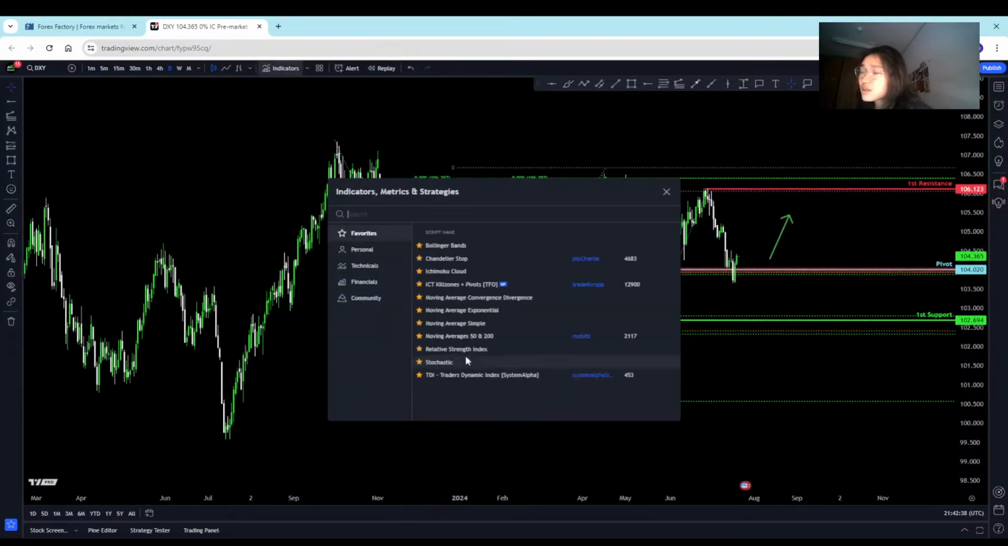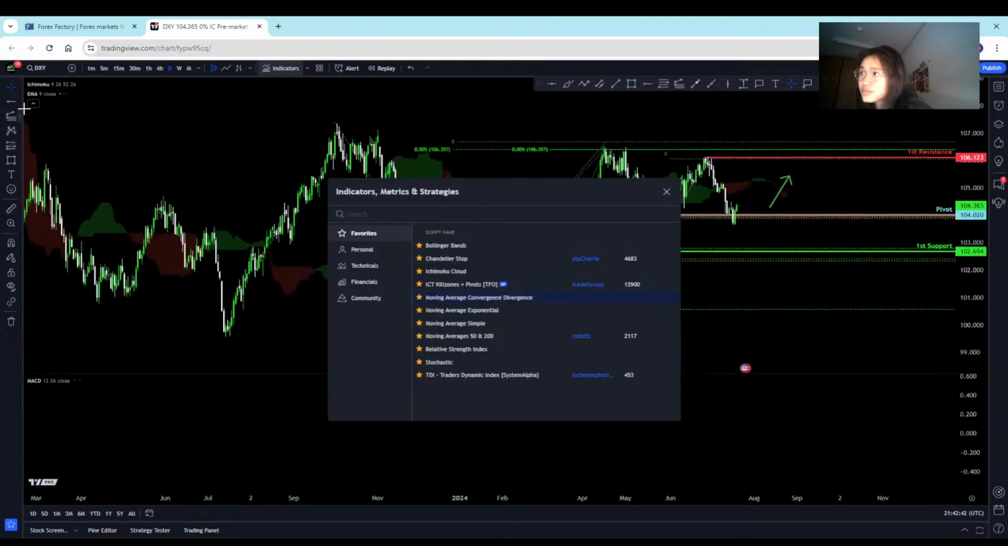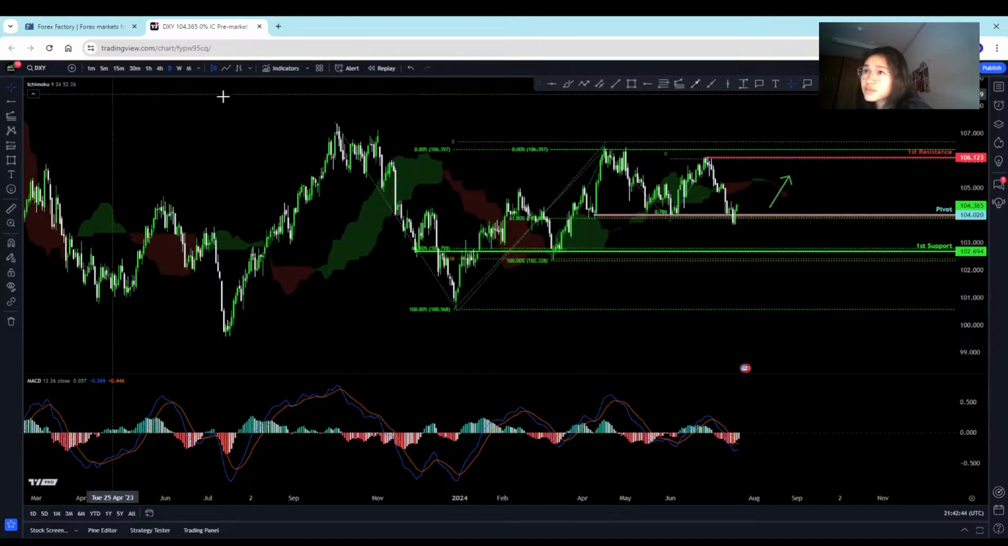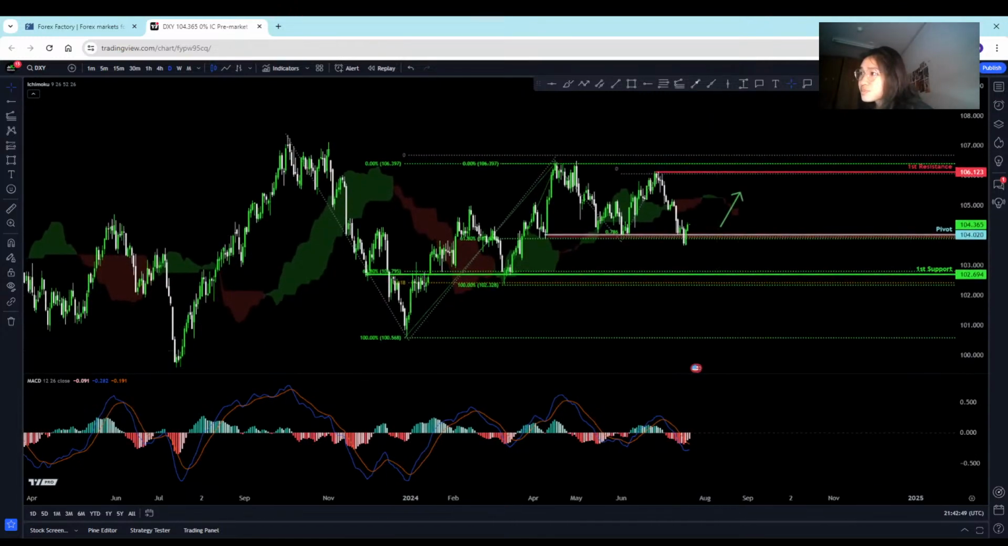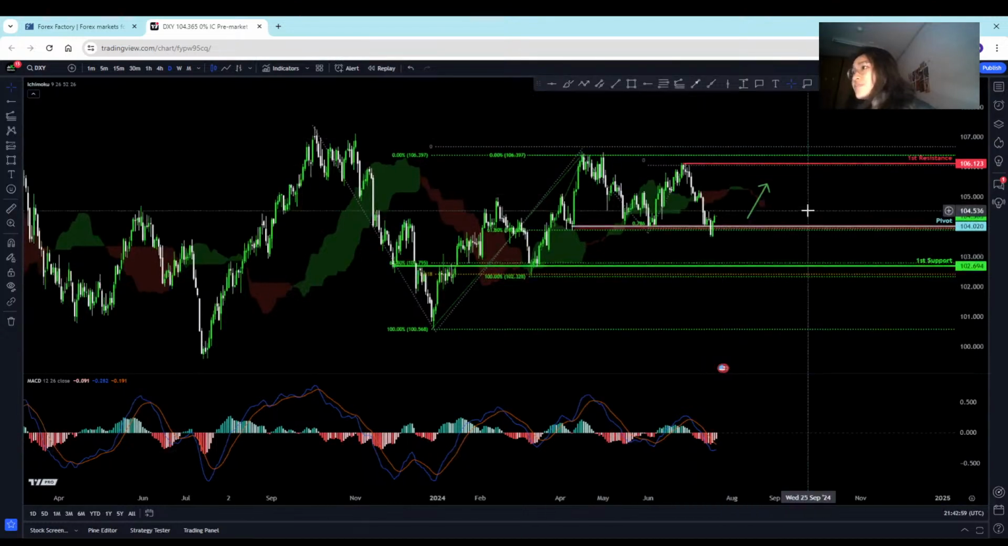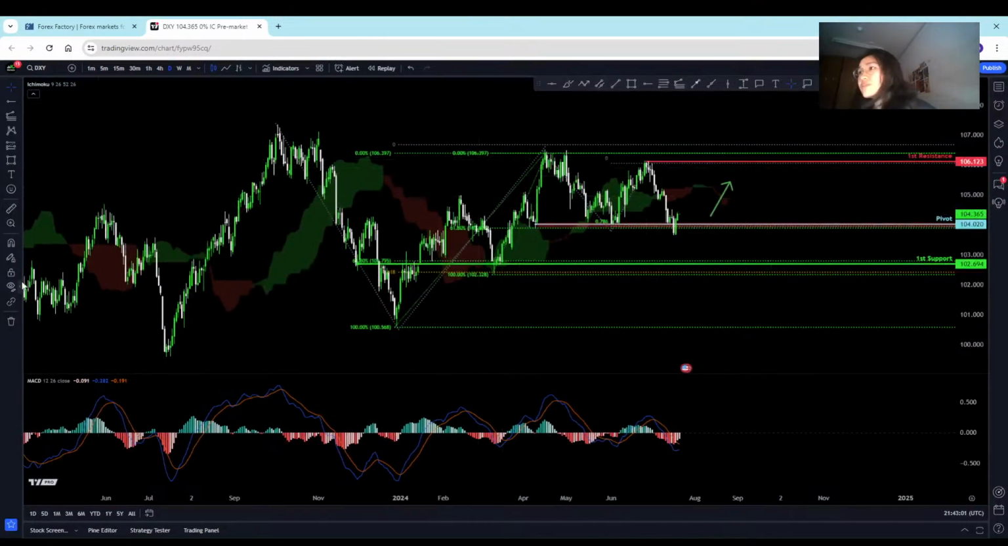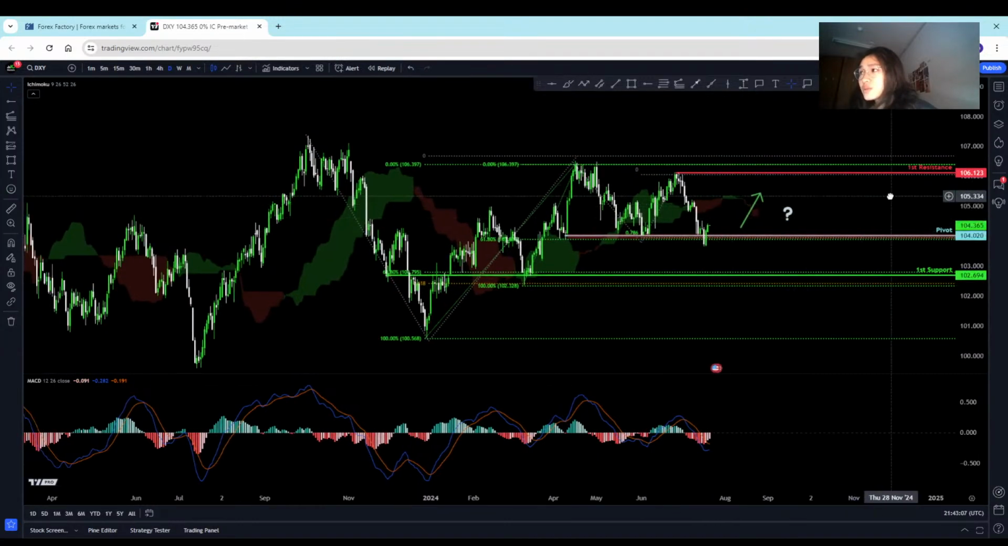Now let's look at some indicators. Okay, so MACD and our Ichimoku are both giving us bearish signals. So let's take a look again at this. Only if price continues to move upwards, then we'll go in for a buy.